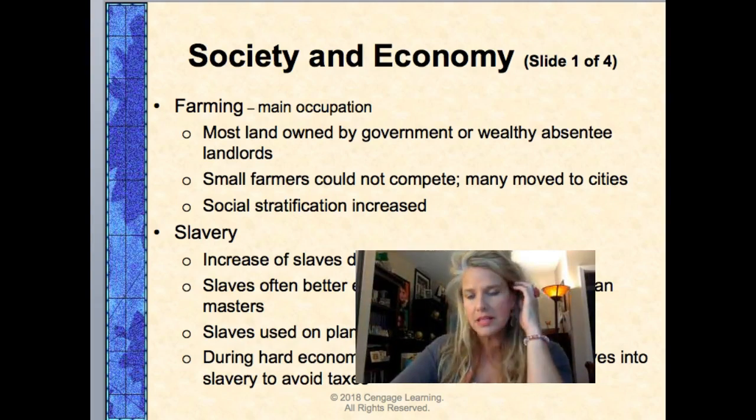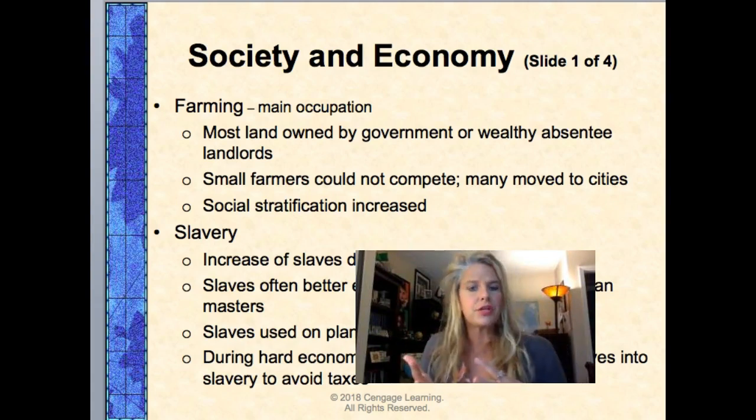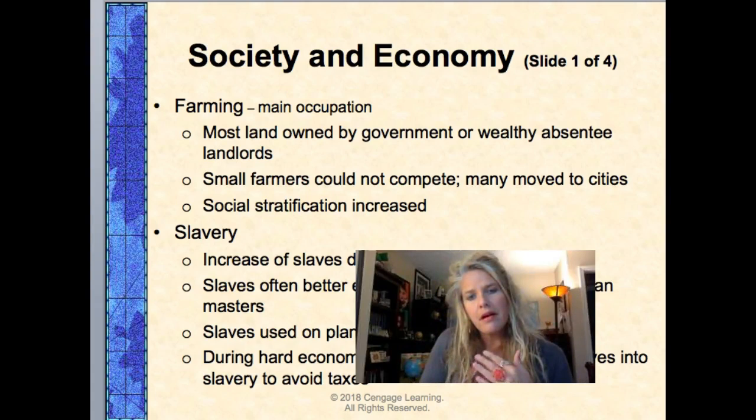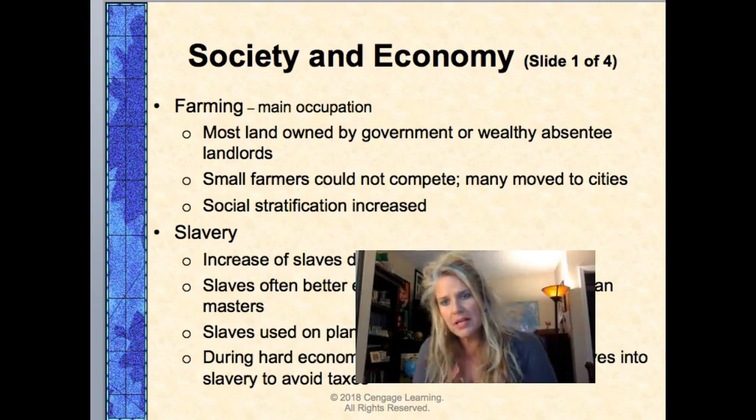Okay, so we want to talk about slavery, and this is where slavery really gets to be more sinister. Things are changing. There are increases of slaves due to conquest. Slaves were often better educated and more highly skilled than their masters. Slaves were used on plantations, in mines, and on ships.